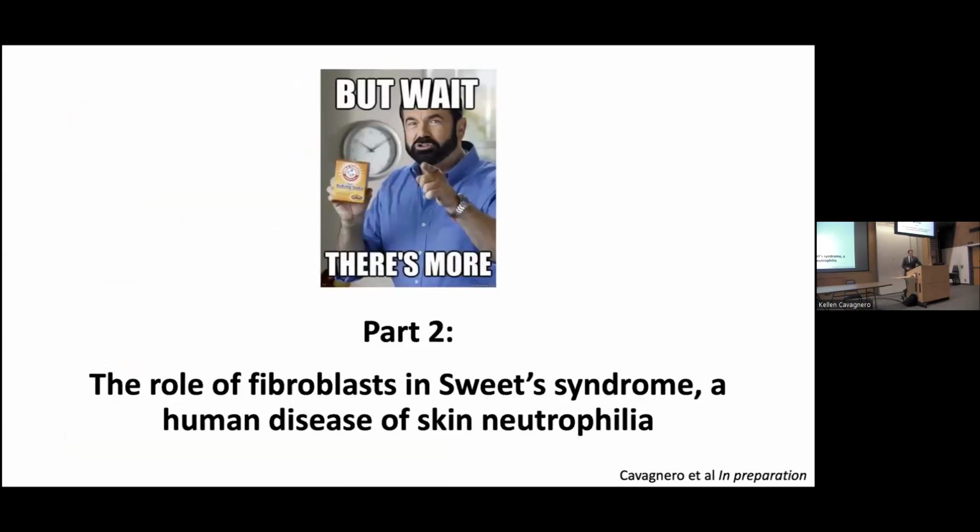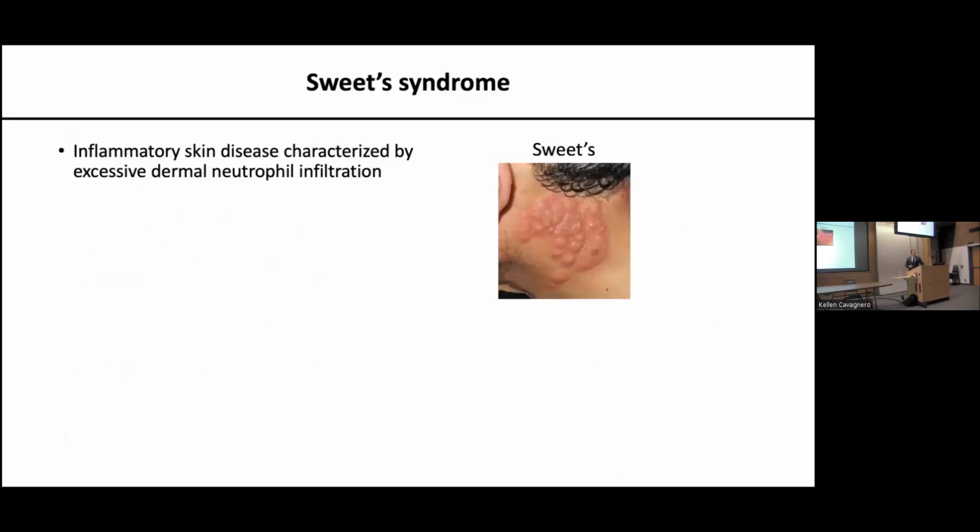Part 2. In this second part of the talk, I'd like to share with you some exciting unpublished data focused on understanding the role of fibroblasts in Sweet syndrome, which is a human disease of skin neutrophilia. Sweet syndrome is another chronic inflammatory skin disease characterized by really excessive neutrophil infiltration to the dermis. Here's a classic presentation of Sweet's. We have the juicy red nodules on the neck here.